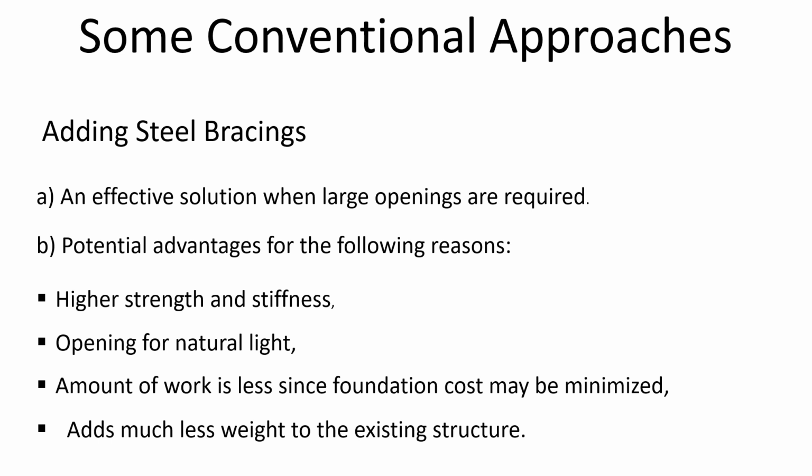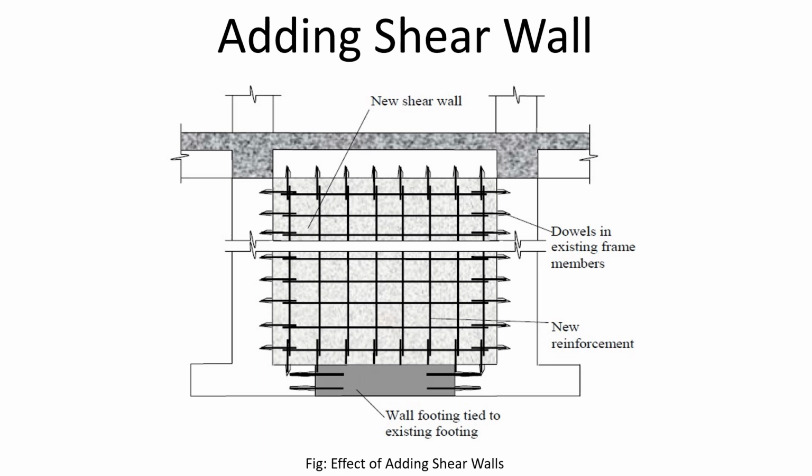Some conventional approaches: adding steel bracings, an effective solution when large openings are required. Potential advantages for the following reasons: higher strength and stiffness, and openings for natural light. The amount of work is less since foundation cost may be minimized. It adds much less weight to the existing structure. Here is the figure showing the effect of adding shear walls.